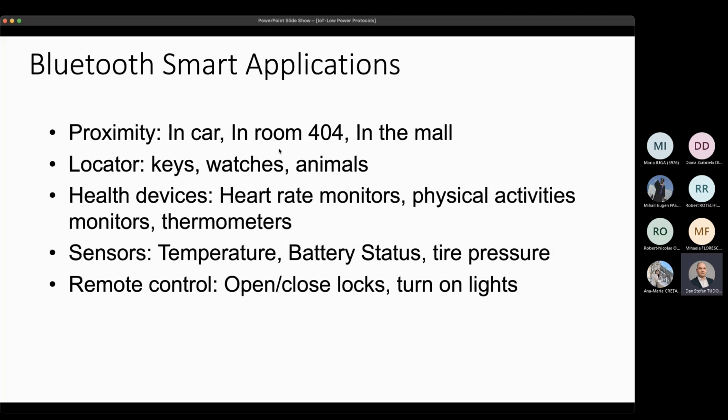Now, what are the applications? Well, you can have proximity applications. So, for example, in a car, in a certain hotel room, or maybe in a shopping mall, you can have different locator applications, such as locating your keys, your watch or your phone, your pet, and so on. You can have health devices, all sorts of heart rate monitors, physical activity trackers, smart thermometers, and so on. You can have different smart sensors, for example smart thermostats. Tire pressure also can be measured by this. You have smart sensors embedded in your car tires, and you can have remote control, opening, closing locks, turning on lights, and so on.